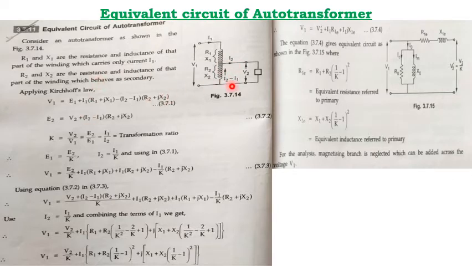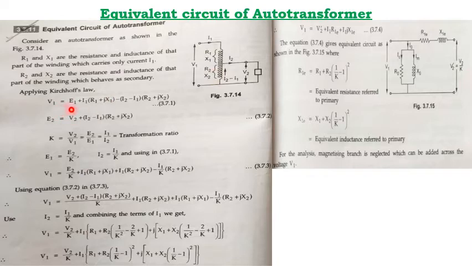Now, considering this circuit, we draw the equivalent circuit of the auto transformer. Here there are two networks. This is one network and this is another network. To both the networks we apply Kirchhoff's law. So this is Kirchhoff's voltage law. Now apply Kirchhoff's voltage law to this network.